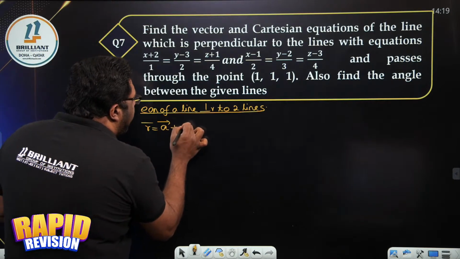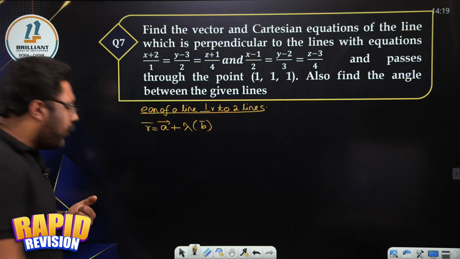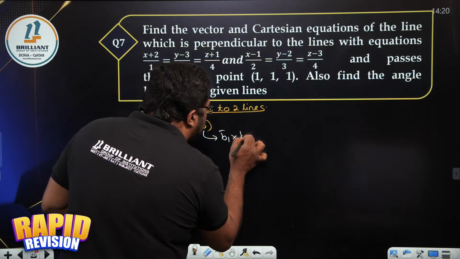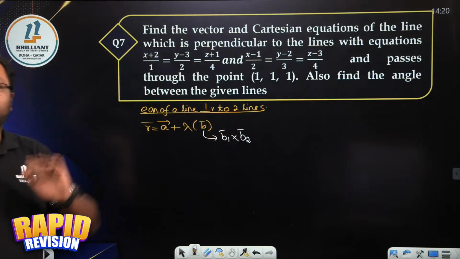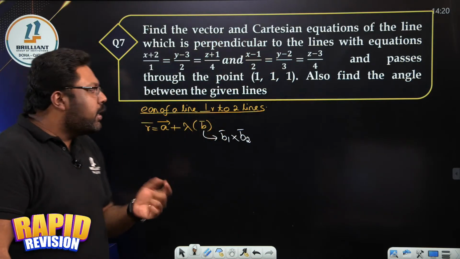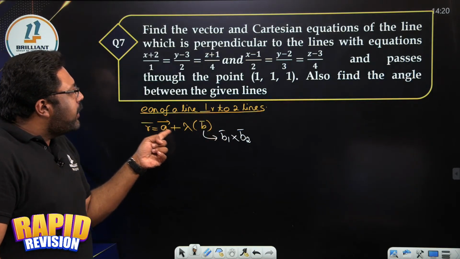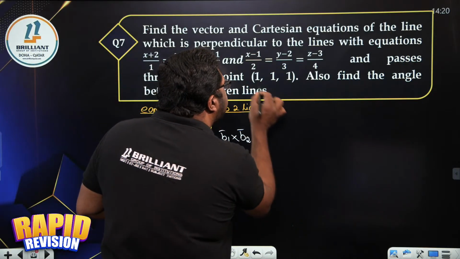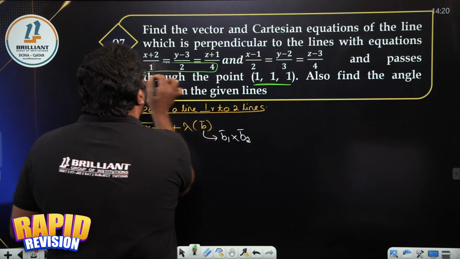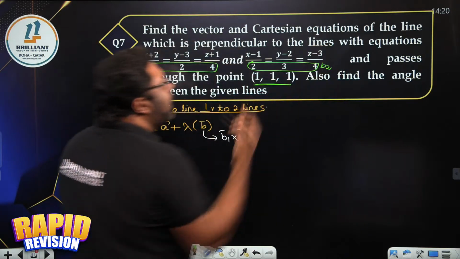R vector is equal to A vector plus lambda B vector is the equation of the line I'm searching for. And this B vector is going to be B1 cross B2. That's all. You're trying to find the equation of a line which is perpendicular to two given lines. A vector is the point that is given to me. Then B vector is going to be the cross product between B1 and B2 from both the lines.